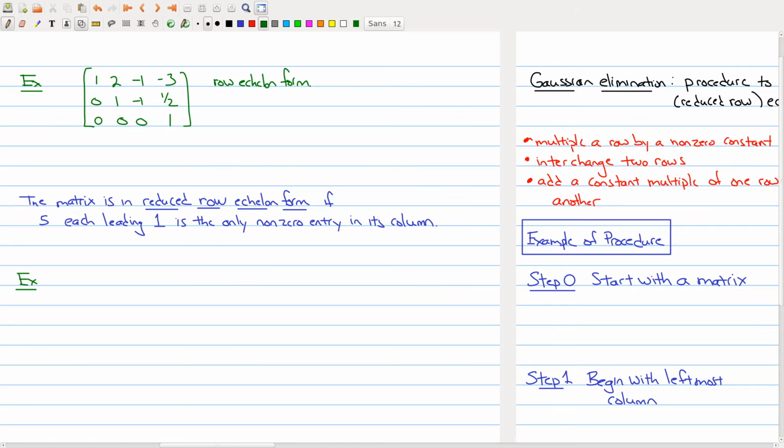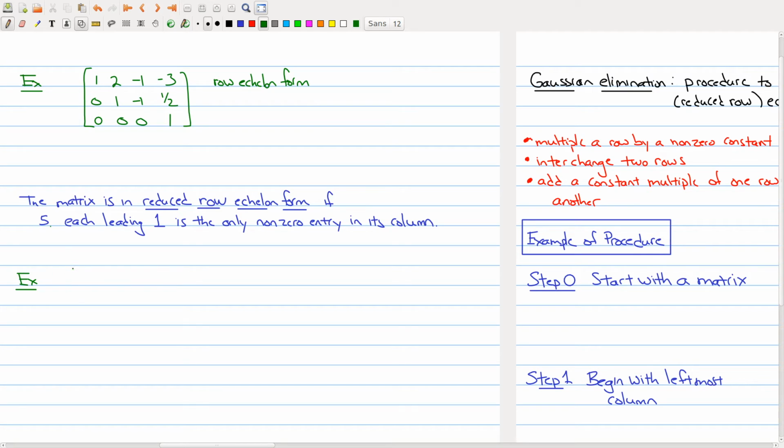Okay. Now, we may even want to refine this even a little bit more. The next terminology that we use refines this notion further in the sense that we want the leading 1 to be the only non-zero entry in its particular column. So a matrix is in reduced row echelon form if, number 5, okay, so this is my 5th condition, each leading 1 is the only non-zero entry in its column.